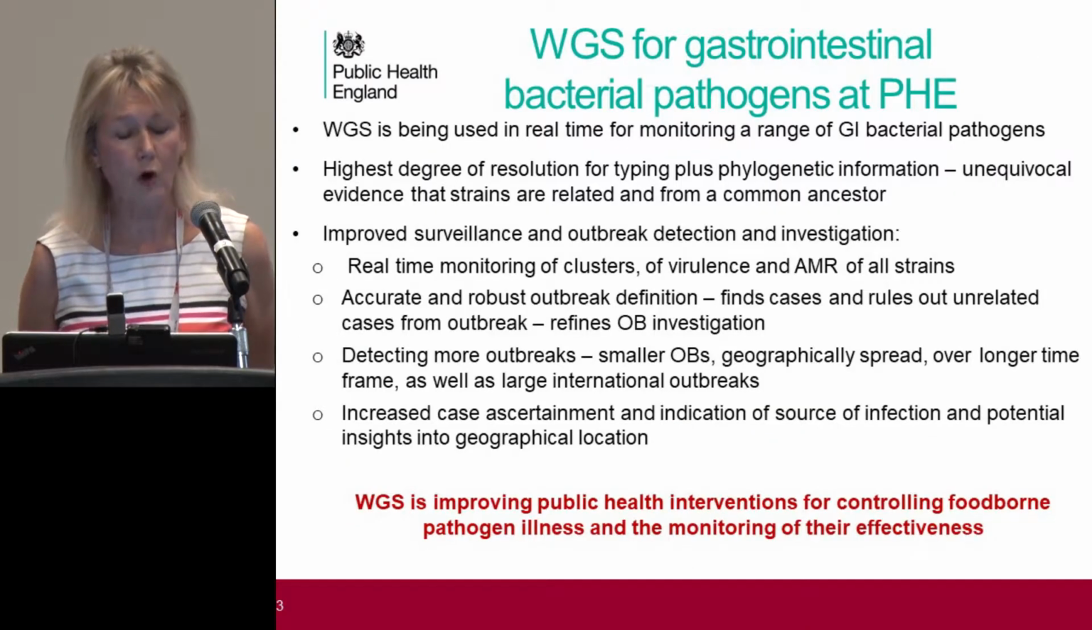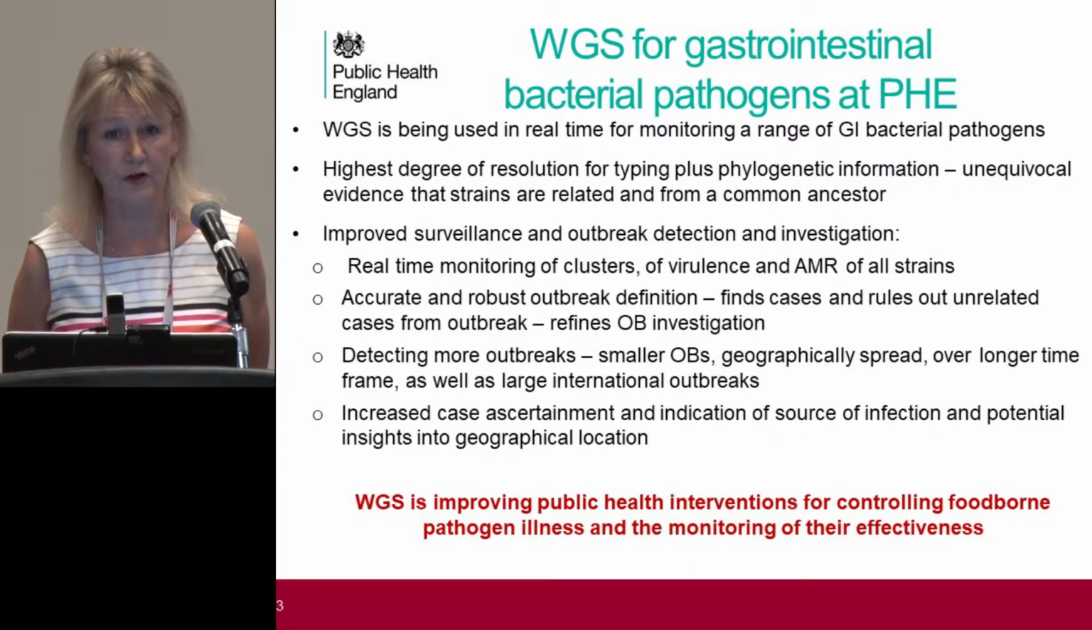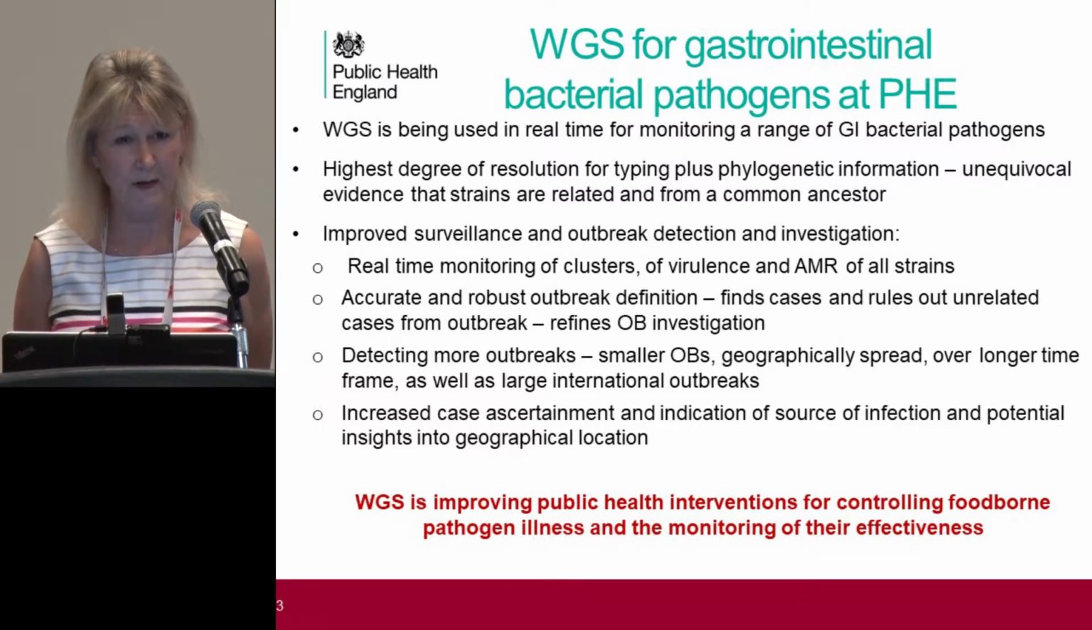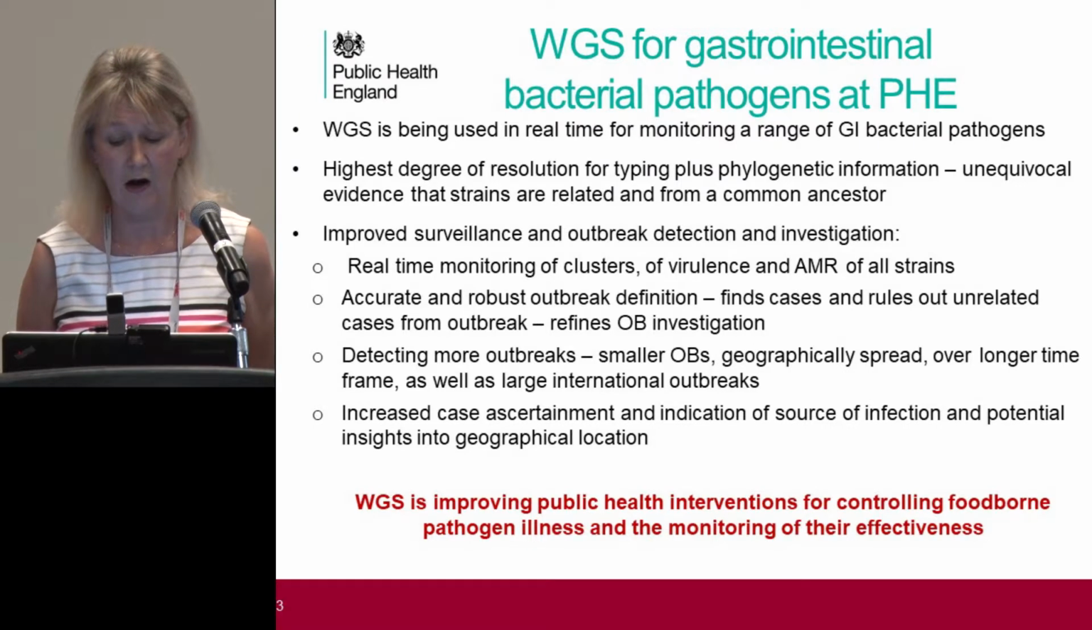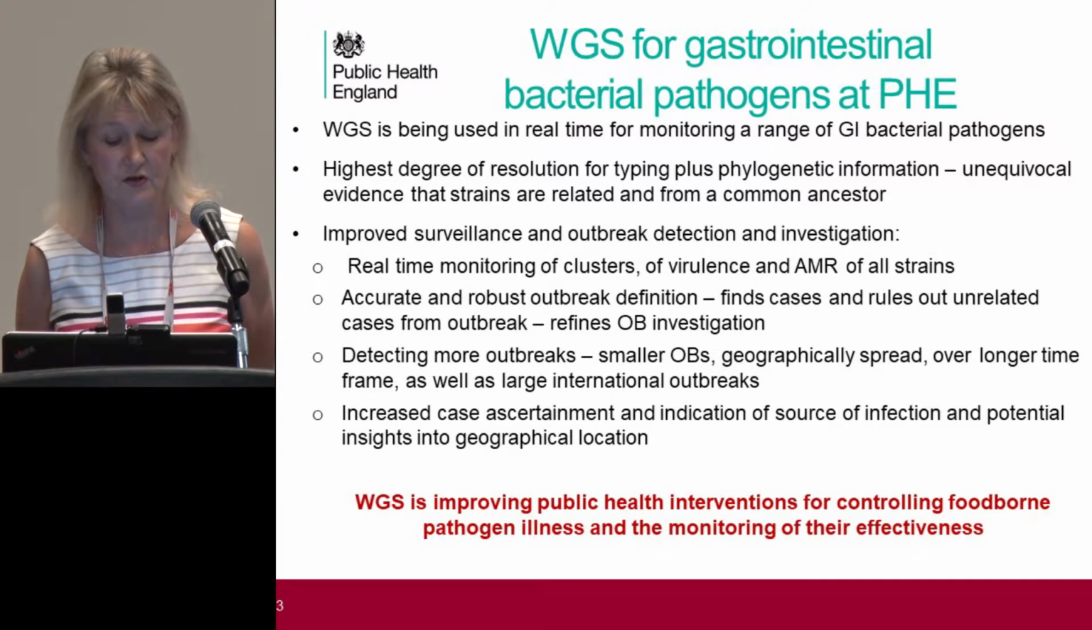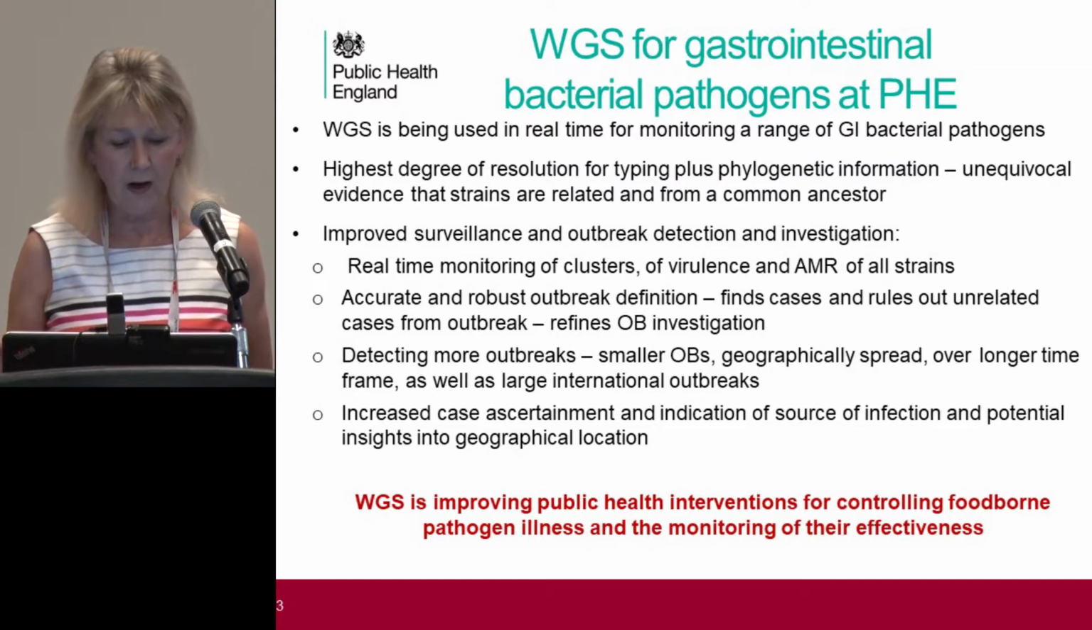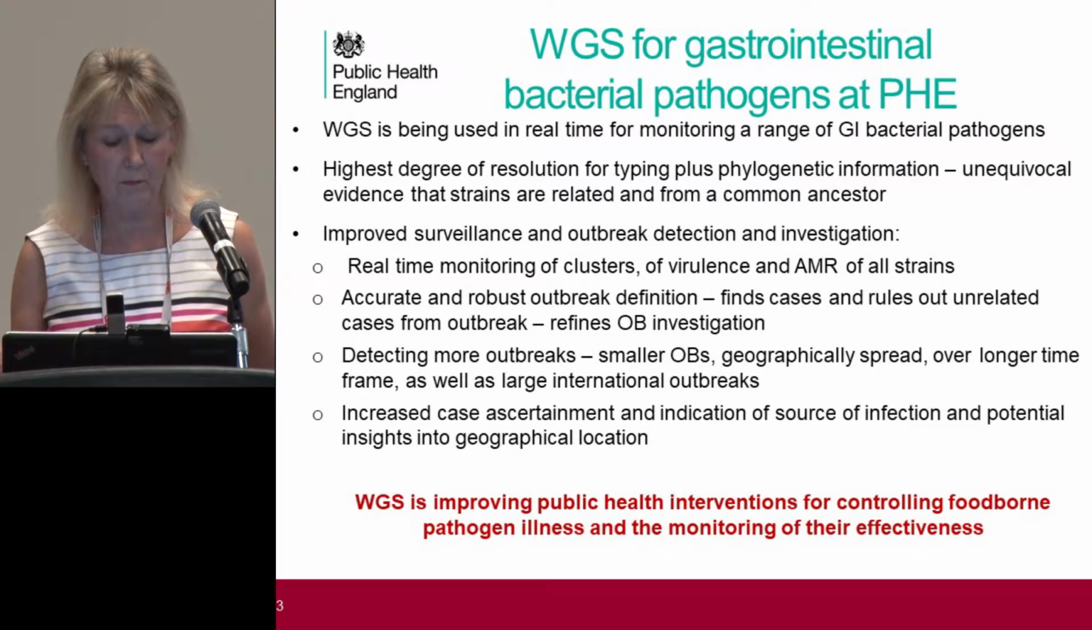So we're using whole genome sequencing for real-time monitoring of a range of GI bacterial pathogens, and it gives us the highest resolution for typing plus phylogenetic information. It gives us information about how genetically related our isolates are, and this is providing unequivocal evidence that strains are related and from a common ancestor. So we've got real-time monitoring of clusters, and accurate and robust outbreak definitions.